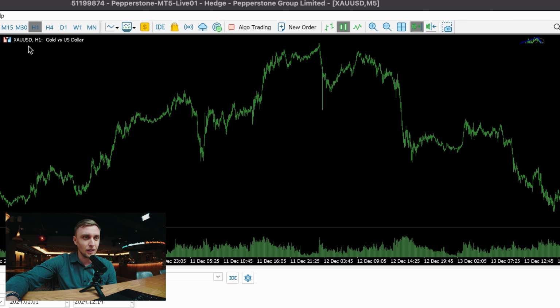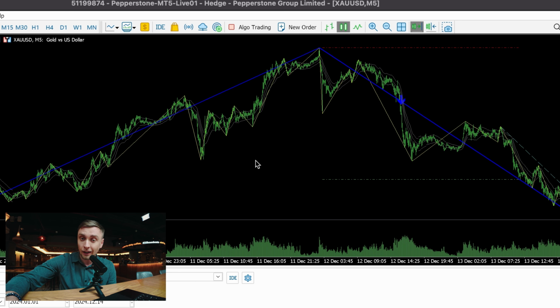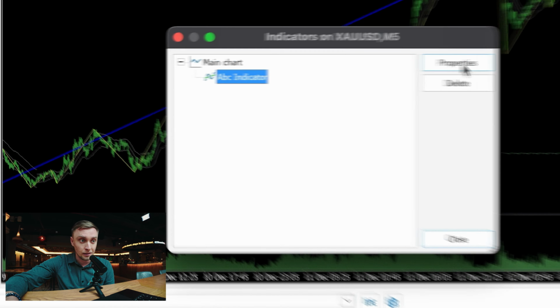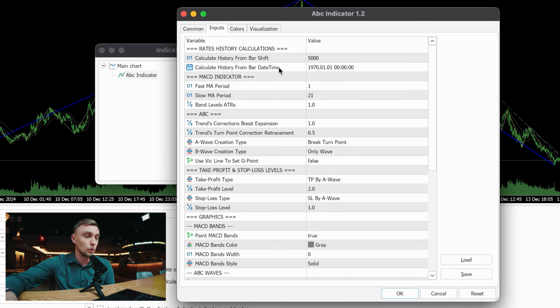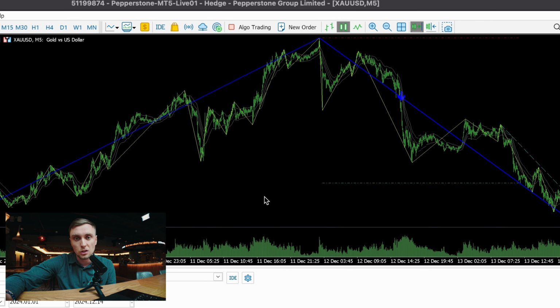But when we go to M5, we will be able to see lots of different signals. But M5, to be honest, is a difficult time frame to trade. So that's why this parameter of reversal levels, when we are looking for creating wave A, should be turned on 100%. Because for example, if we choose here, you see, wave creation type, break turn point. But if we choose just only wave 100%, I will be able to show you lots of situations with the minus.